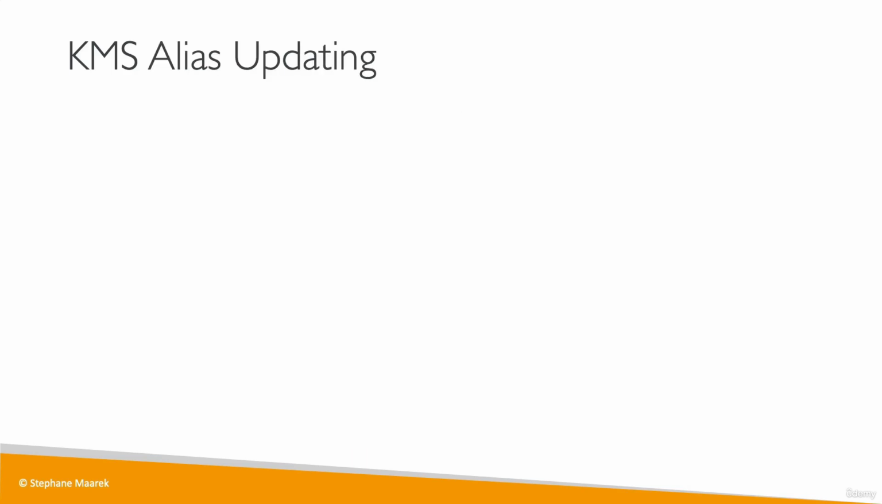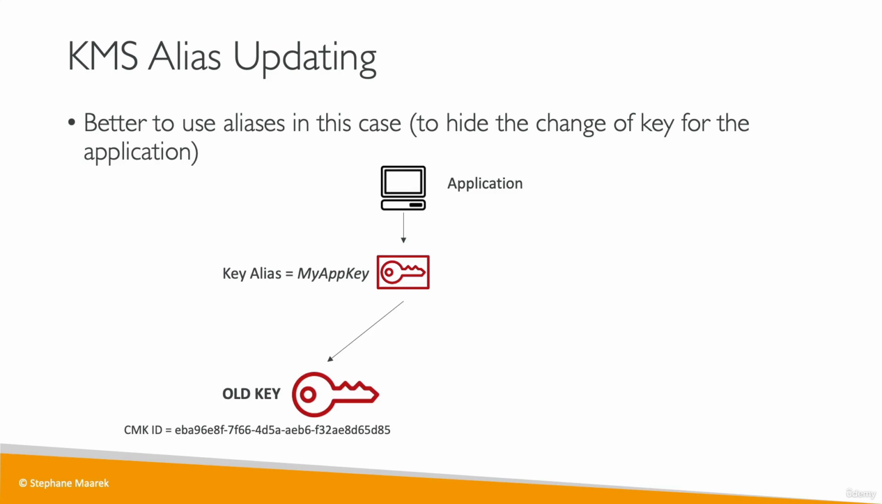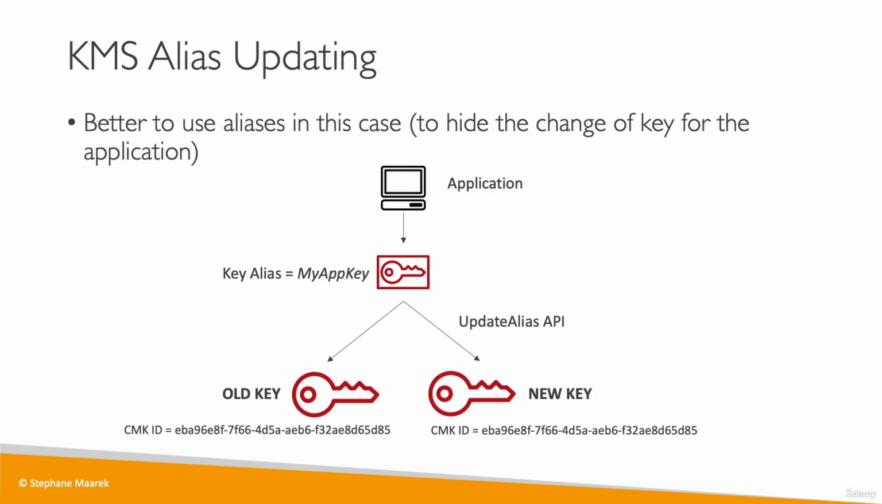So how does it work to update the alias? Well, you update the alias to hide the change from your application. Your application only interacts from an API perspective with your key alias, my app key. The old key of the key alias is the one you had before rotation. After rotation, you create a new key, and you issue an update alias API call. This update alias will have the alias point to the new key. Therefore, from an application perspective, the change will not be detected. It will just be transparent.